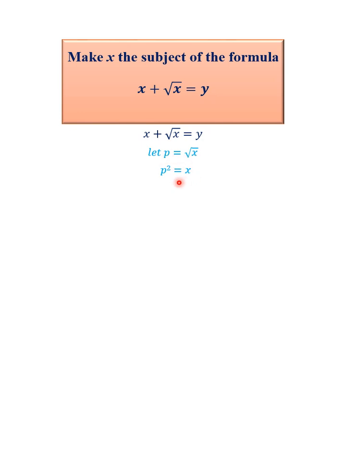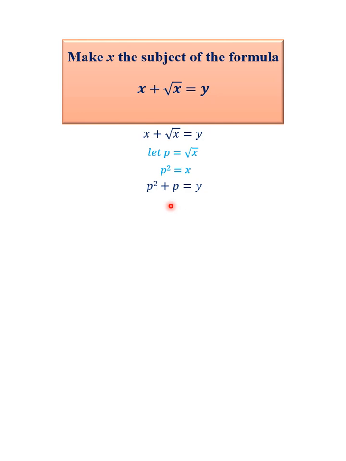At this point, we can now substitute p squared in the place of x and substitute p in the place of root x and equate to y. And the equation becomes p squared plus p equals y. We have a quadratic equation already. To solve this quadratic equation, we have to do that by completing the square method because we cannot factorize. You can also decide to solve by the general formula method, but I would love to solve this by completing the square method.